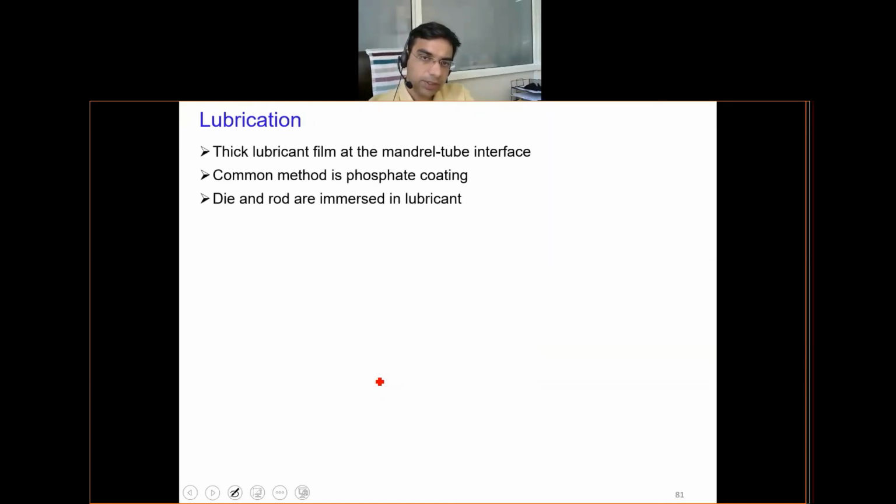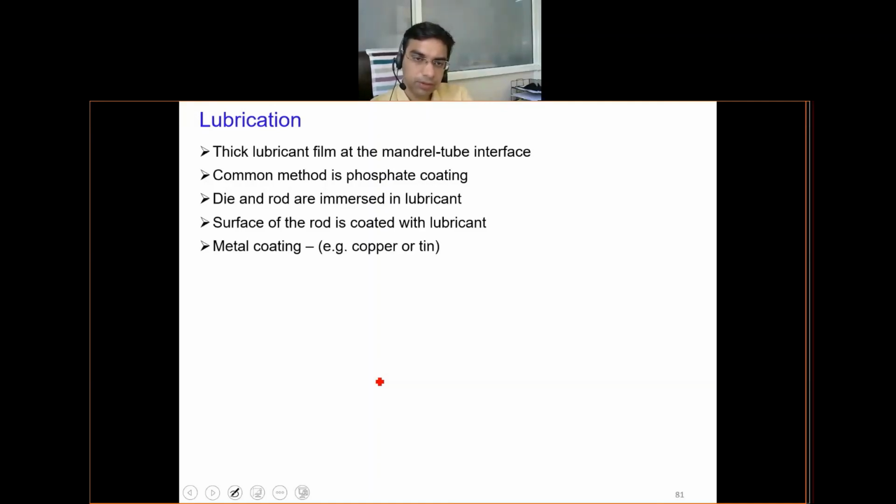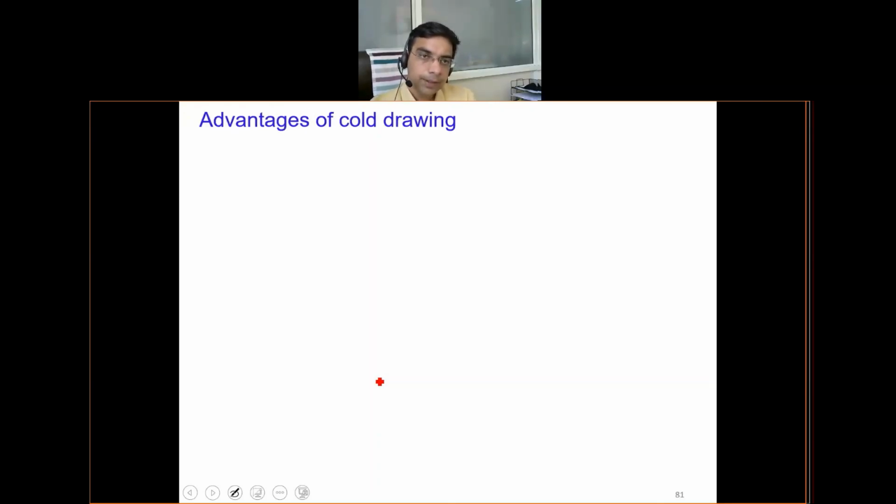Then lubrication is generally a phosphate coating which is being used, and in many cases the die or the rod are immersed in the lubricant, or the surface of the rod may be coated with the lubricant. Several times metal coating may also be provided. These metal coatings are of relatively soft metals like copper and tin.